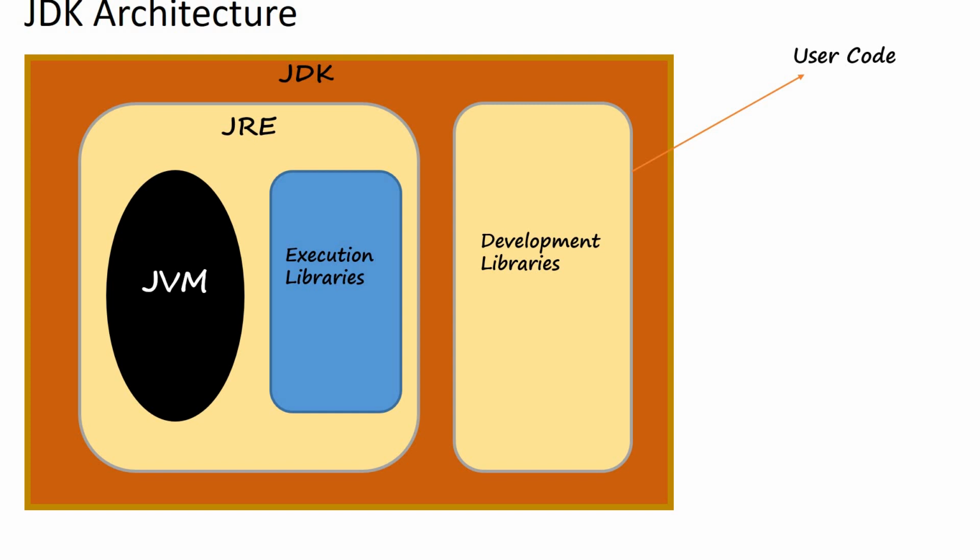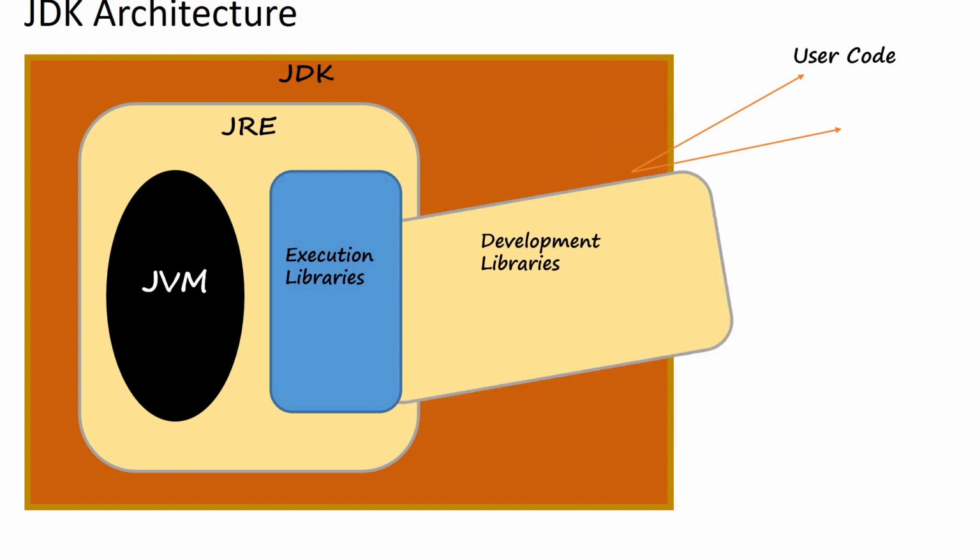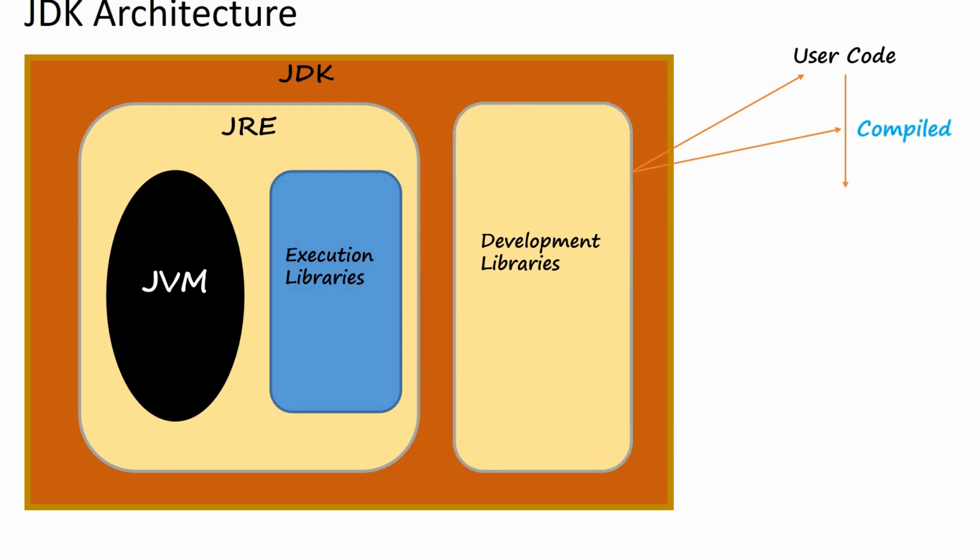So once you build the code and you compile it, to compile your code, again we will take the help of development libraries. Once you compile it, this user code will be converted to something called bytecode. This bytecode is not in a human readable format, and it is also not machine understandable. This is called intermediate code, where user code is compiled into bytecode. And this bytecode, you can pass to any platform wherever you want to run it.